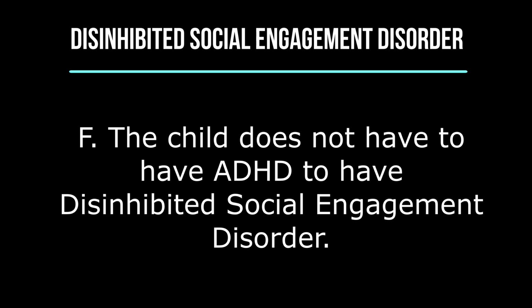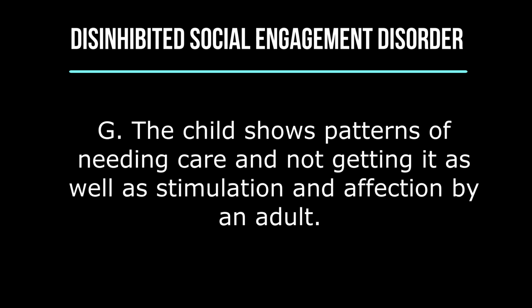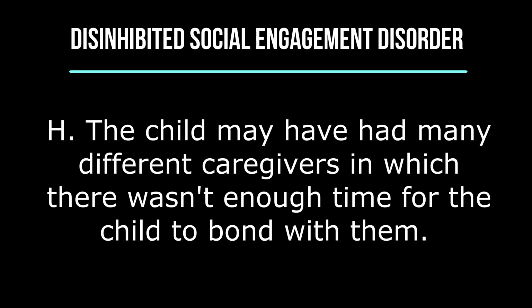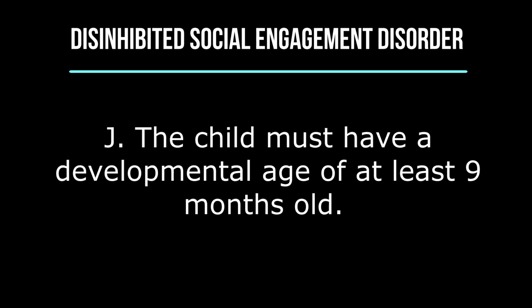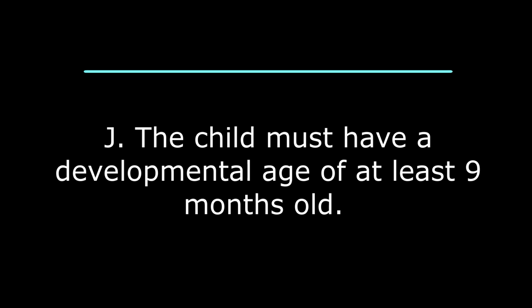F, the child does not have to have ADHD to have socially disinhibited behavior. G, the child shows patterns of needing care and not getting it, as well as stimulation and affection by an adult. H, the child may have had many different caregivers in which there wasn't enough time for the child to bond with them. They may have been in frequent foster care or put into an institution or been flipped back and forth. I, the child is brought up in places where he or she rarely forms attachments to places or to objects. J, the child must have a developmental age of at least 9 months old.